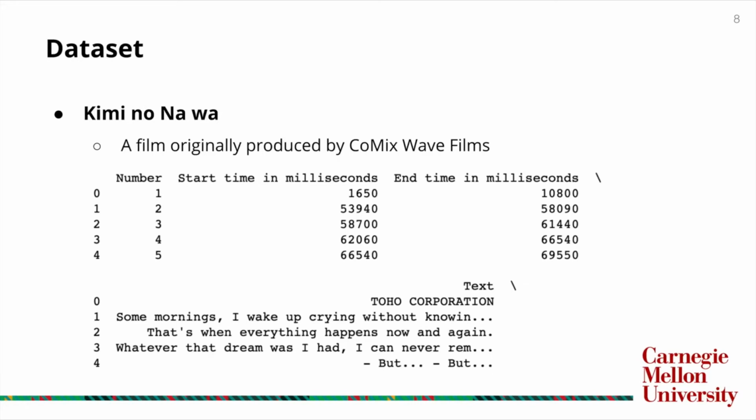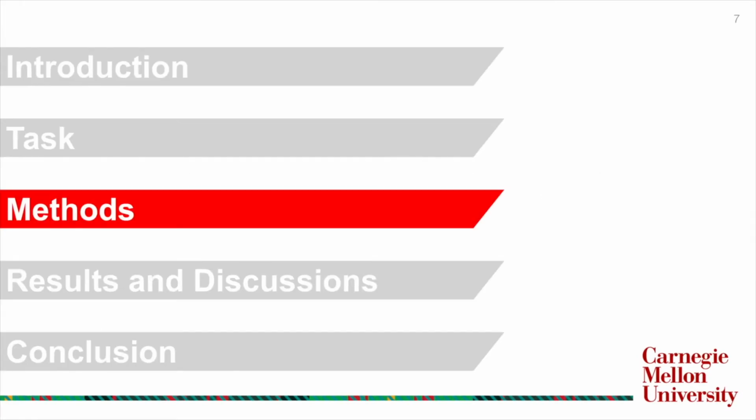The dataset used is the audio file and the corresponding transcription file of the film Kimi no Nawa. After processing, we got 1,393 audio snippets with the corresponding speaker label for training and validation.